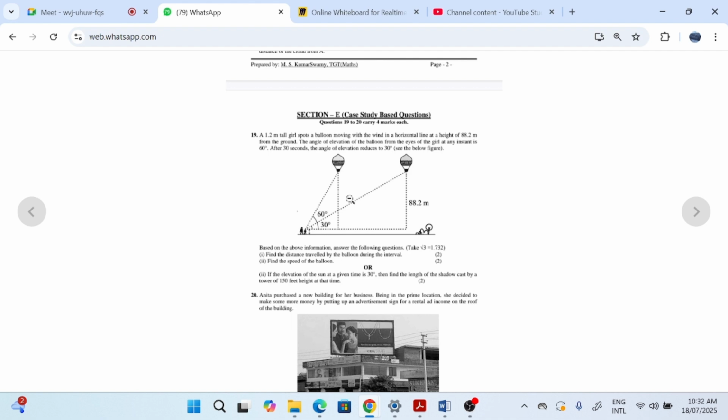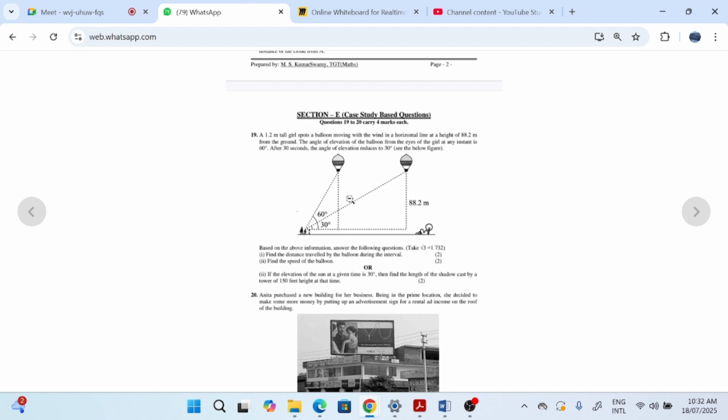Yeah, Simran, you are correct. What is the answer for the 19th, part 1? Ma'am, I got 100.4. Same, 100.4 here. Me too. Perfect. So 19th part 1 is 100.4. That is perfectly correct.